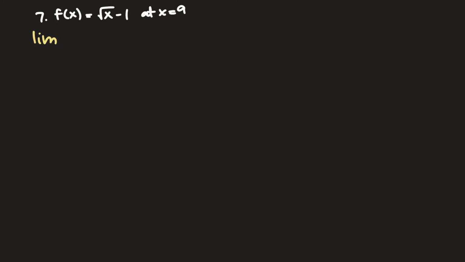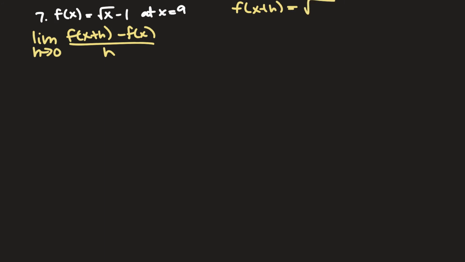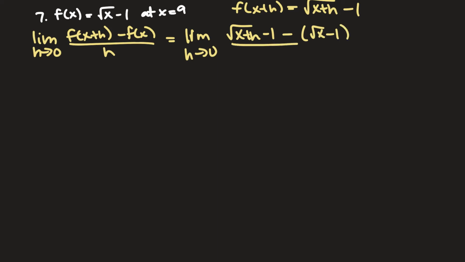So I have the limit as h approaches 0 of f of x plus h minus f of x all over h. So I need to find f of x plus h. So that would be the square root of x plus h minus 1. So I have the limit as h approaches 0, the square root of x plus h minus 1 minus my f of x, the square root of x minus 1, all over h.